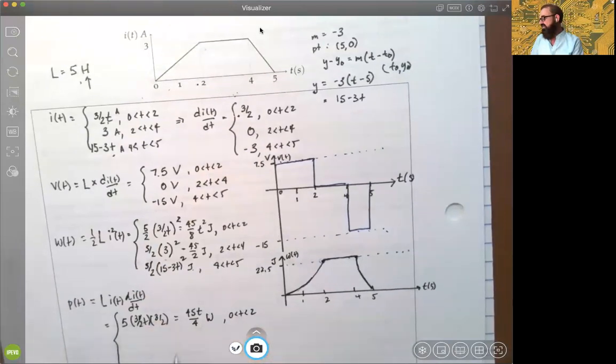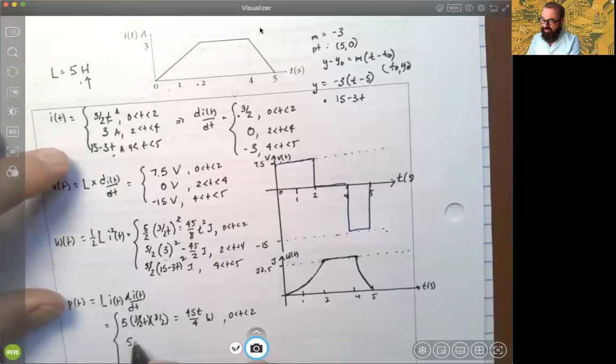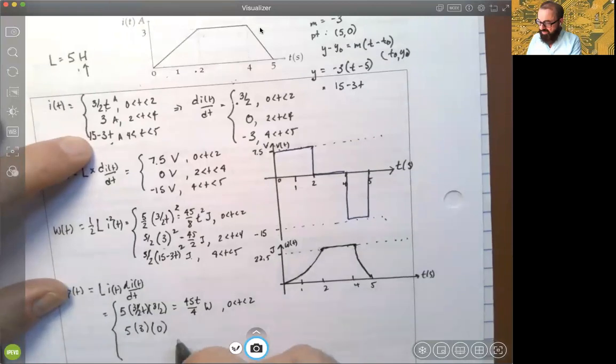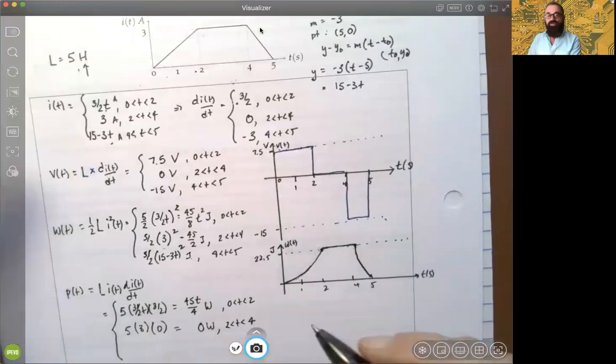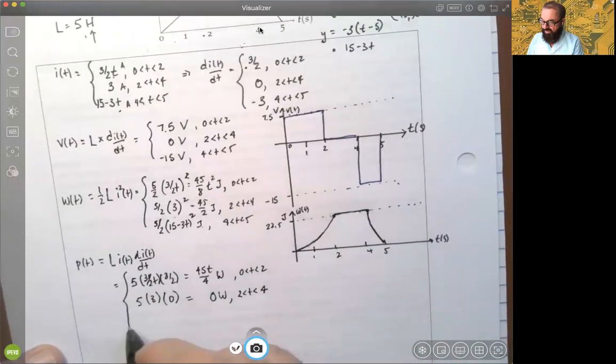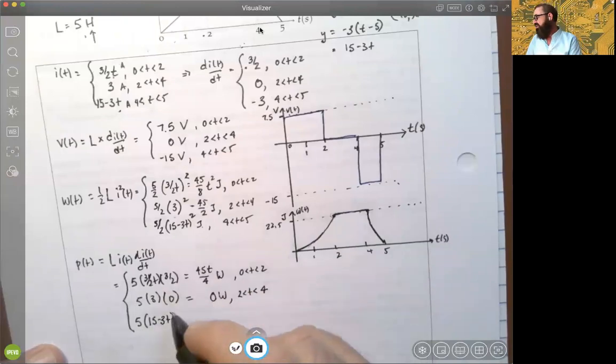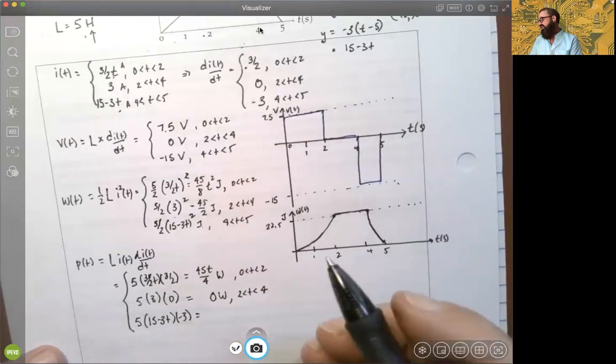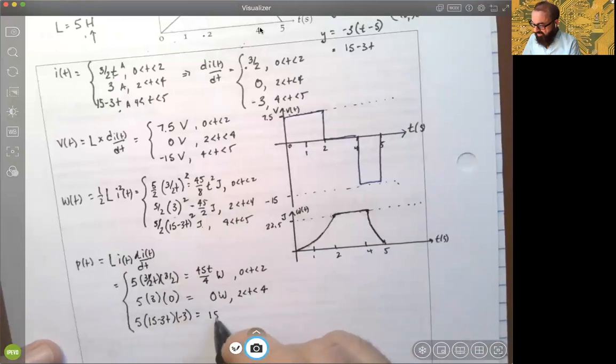And then again, let's do the same thing here. 5 henries times 3 amp current, but 0 rate of change because you held it constant. So that gives you no watts, okay? So you have no power. That's no problem. We're storing the energy. And then finally, 5 henries times the current function, which is decreasing, times its instantaneous rate of change, and that was -3 up above. Cleaning this up a little bit, you could write this as 15 times 3t minus 15 watts between time 4 and 5.